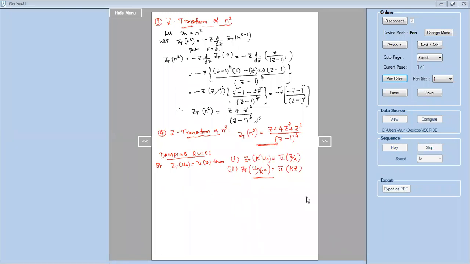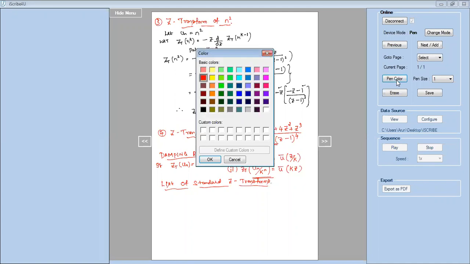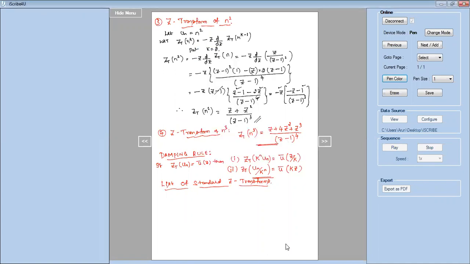So I'm going to write that first. List of standard Z transforms. I'll write the list of standard Z transforms. This standard Z transformation list includes the formulas which we have derived and the formulas we're going to write by using the damping rule also. So I'll start from the first one. This list is very important. We're going to use this list while solving problems from here onwards.